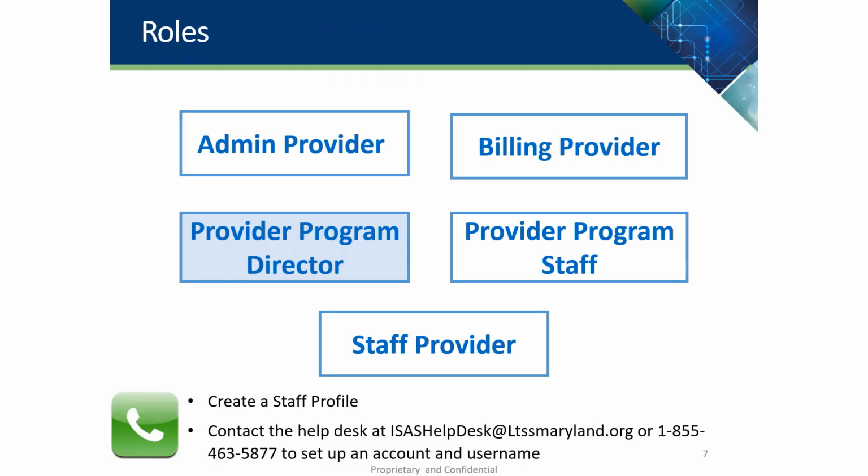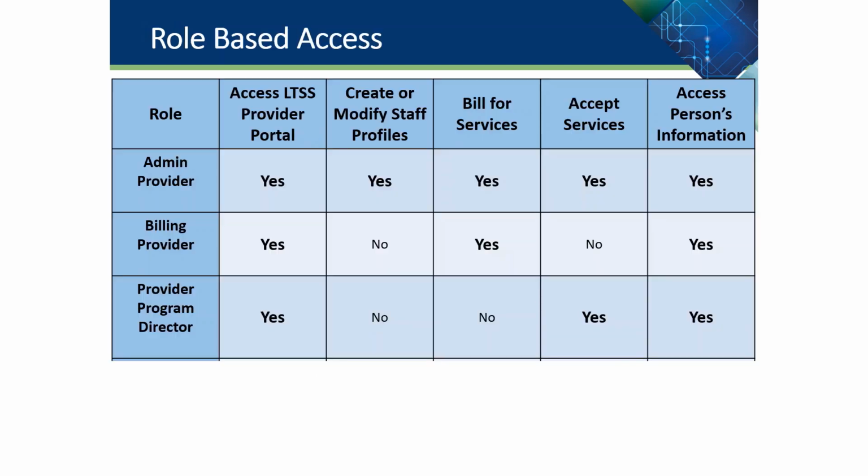The next one is the provider program director. The provider program director role is responsible for accepting or declining service referral requests. The provider program director can view billing information but cannot enter or modify it. They can also view client and staff profiles but also cannot make edits to that information. This role is set up by the admin provider role. And here is the role-based access for the provider program director.